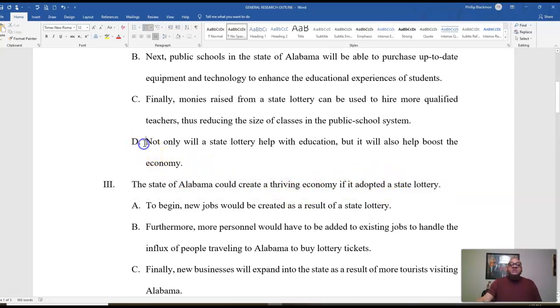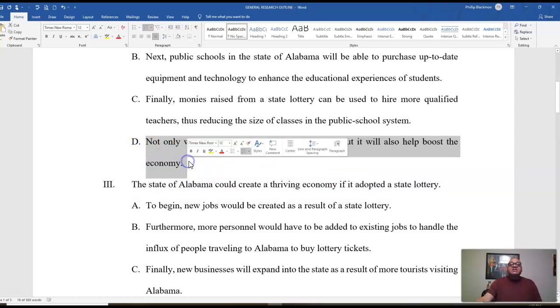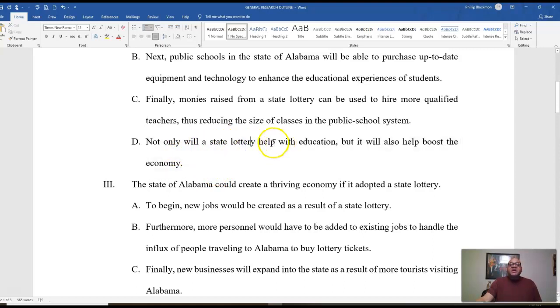So I'm going to say that one more time. D is not a supporting sentence. D is the concluding sentence for this section. Here, I use a transitional concluding sentence. I restated what I talked about in this paragraph. Not only will a state lottery help with education, but moving on to my next point, it will help boost the economy, which is the point I'm getting ready to discuss in Roman numeral number 3.